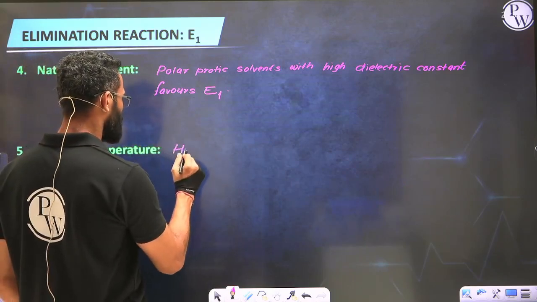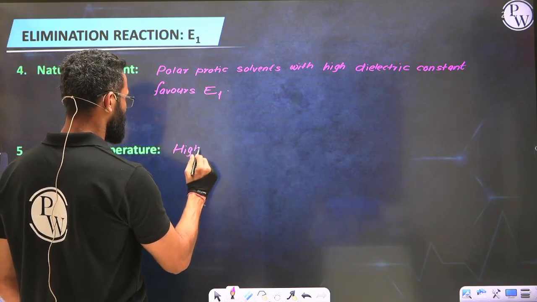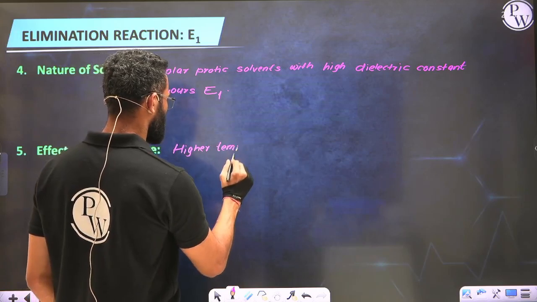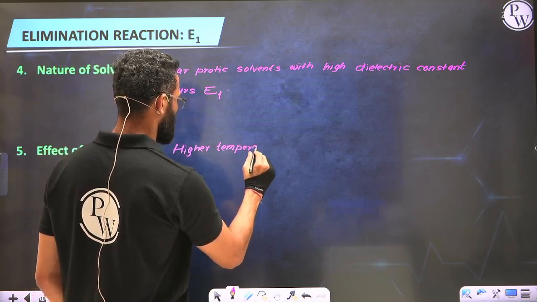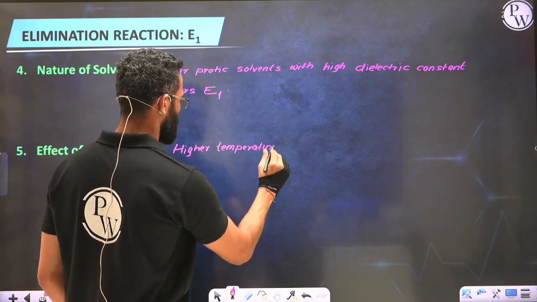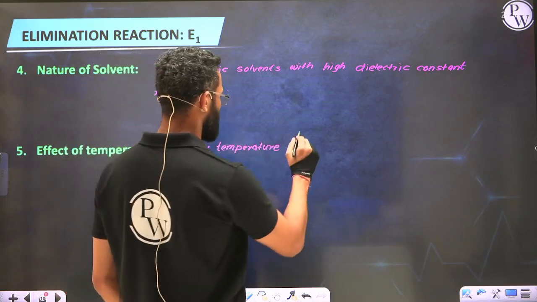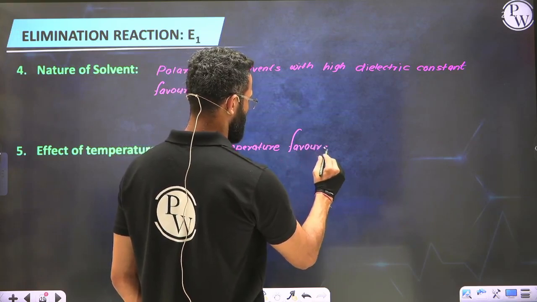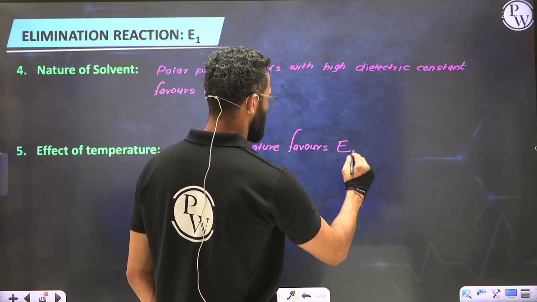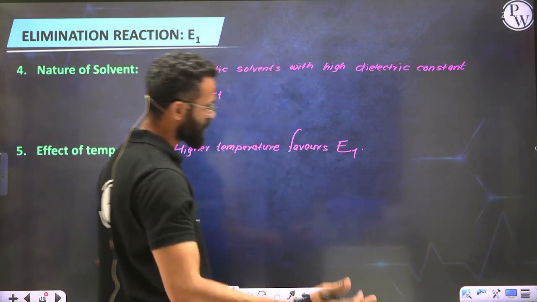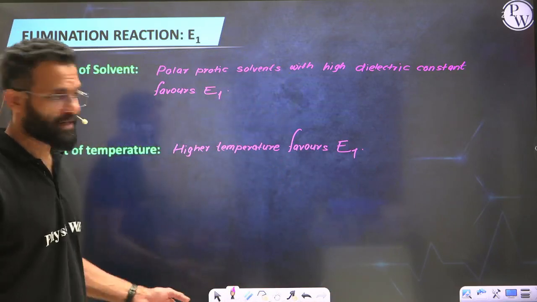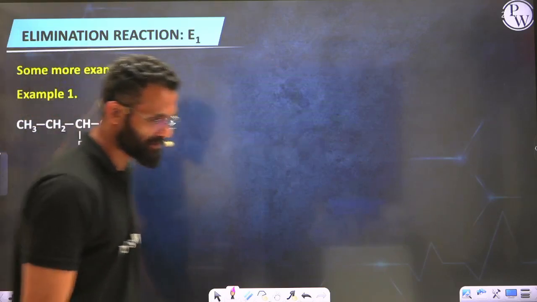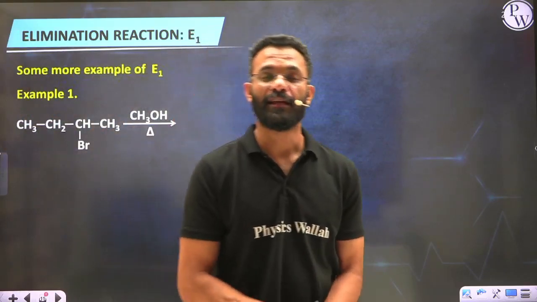So higher temperature favors unimolecular elimination reaction. Alright guys, so these were some of the important factors that affect the E1 reaction.